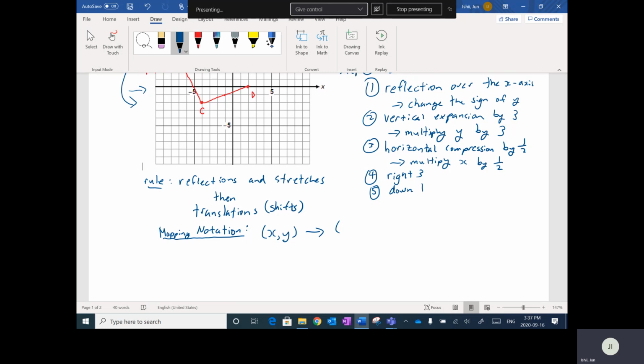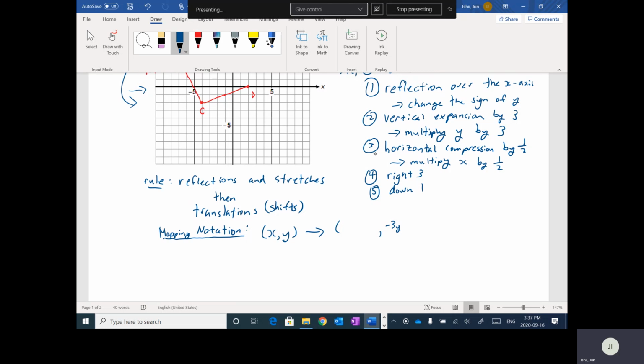First one here, reflection over the x-axis. That's going to change the sign of the y coordinate, the y variable. So when it comes to the y, that's the second one here, I have to change the sign. So it's going to be negative there, and multiplying it also by 3. So negative 3y. If I wrote that, that would take care of the first 2.